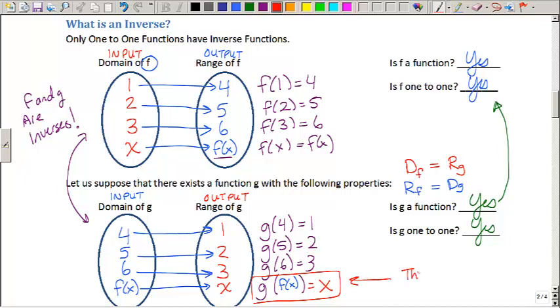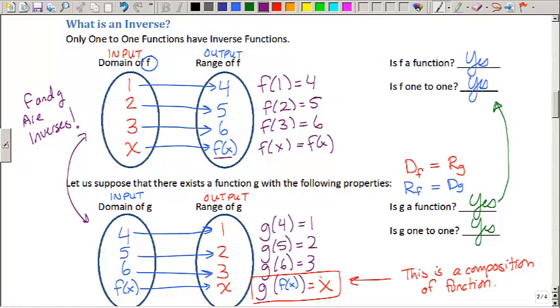This is a composition of functions. And we already learned how to deal with compositions of functions before. So when we're talking about inverses, we're going to be talking a lot about compositions of functions. This means when I take g of the function f of x, I should get out x every single time.